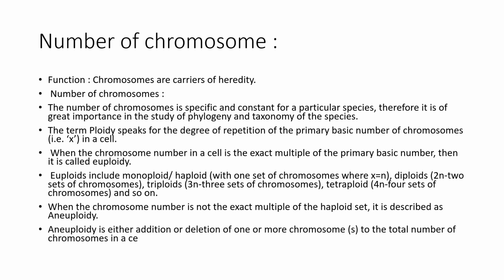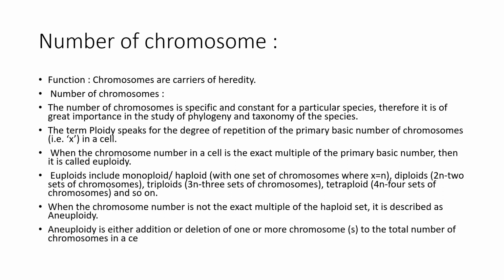Next, the function of the chromosome. Chromosomes are the carriers of heredity, and chromosomes are made up of what? They are made up of DNA, histone and non-histone proteins. Now, the number of chromosomes in each species is very specific and constant for a particular species. It is not similar in all living beings. So the number of chromosomes is specific and constant for a particular species, and therefore it is of great importance in the study of the phylogeny and taxonomy of the species.